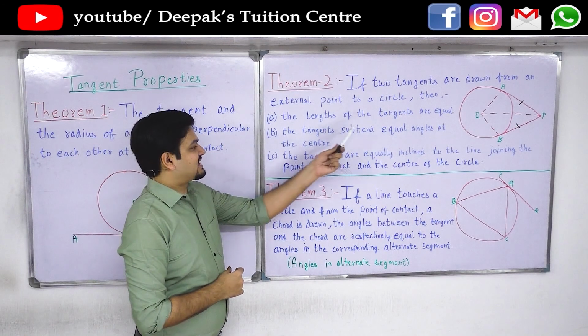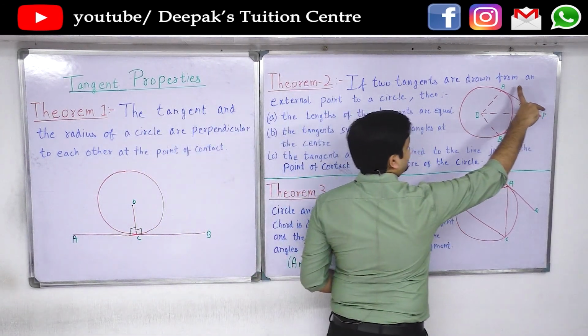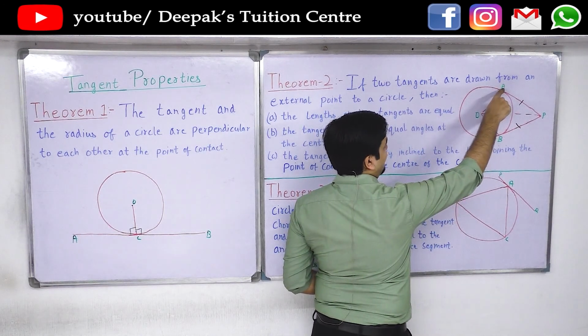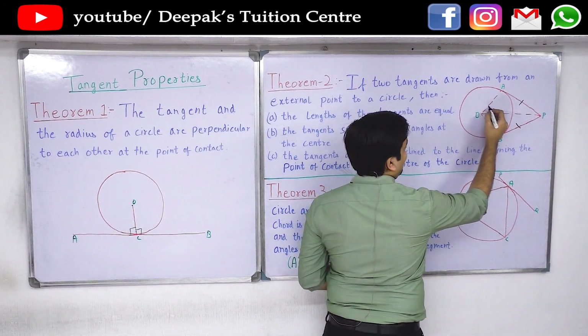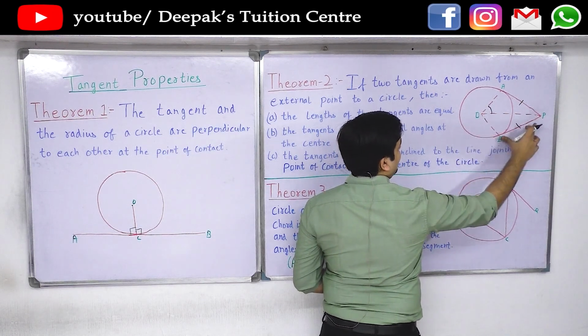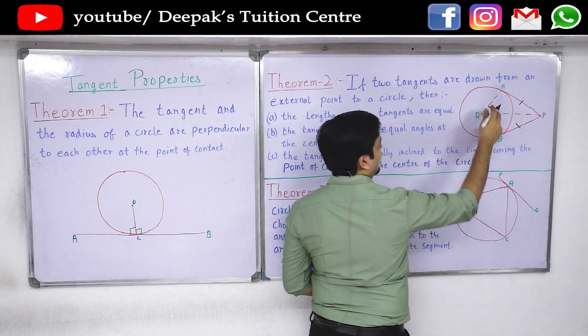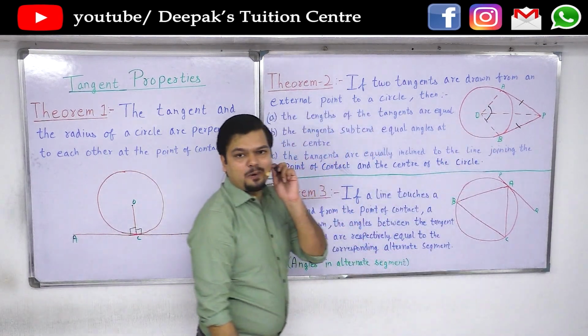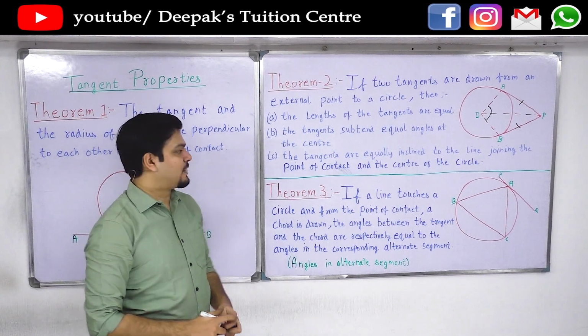The tangents subtend equal angles at the center. So if you stretch your finger from A to O and P to O, then you get this angle. And similarly, if you subtend the angle from the tangent PB, then you get this angle. And these two angles will be equal. So the angle subtended by the tangents at the center will be equal.